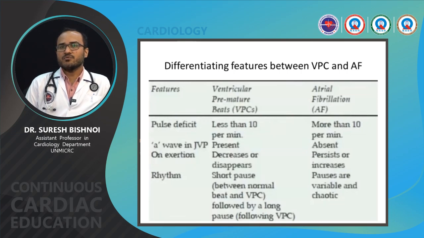Then next is exertion. You ask the patient to walk for 2 to 5 minutes, and you look for the apex pulse deficit. In VPCs, after exertion or exercise, the PVCs decrease and the apex pulse deficit decreases. In atrial fibrillation, it may remain constant or it may increase. And this applies basically to benign VPCs, which normally decrease after exertion.